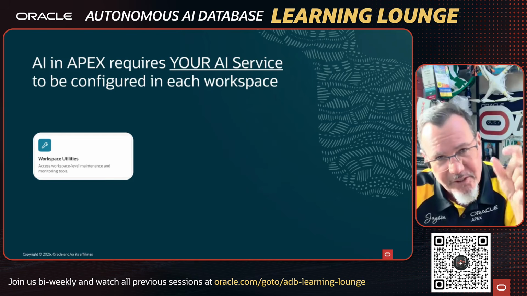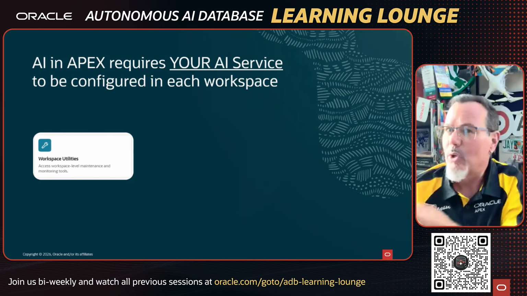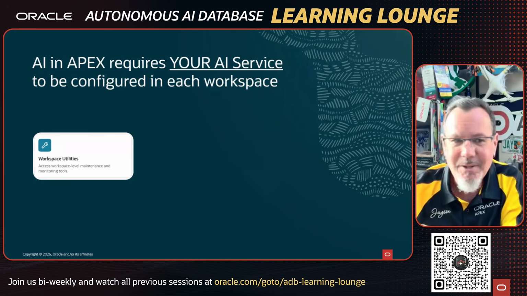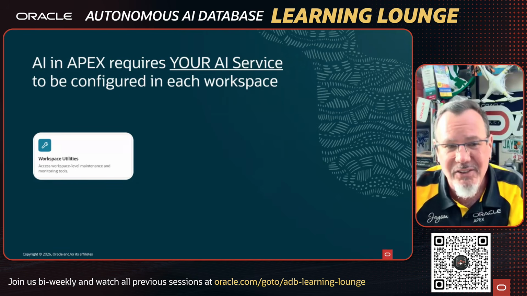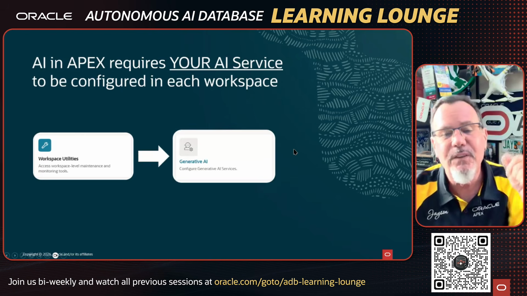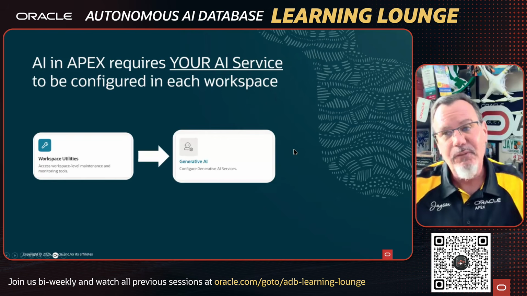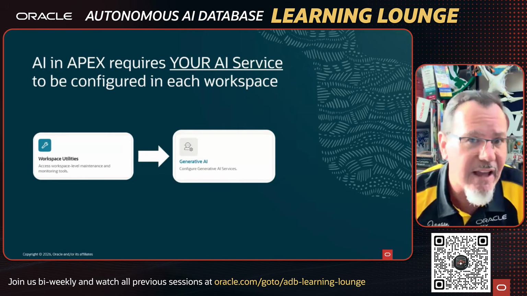If you have a free workspace or an always free tenancy on Autonomous and Oracle Cloud, when you go to your workspace for the first time, you have no AI service. You have no schema objects in your database. You would have to go to the Apex workspace utilities and then configure a generative AI service. If you don't have an AI key, you can't do this. So you need to learn how to do that first.